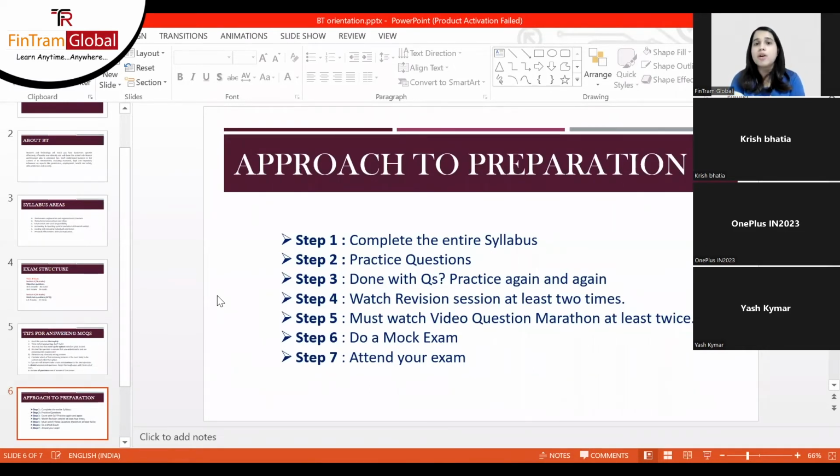And step 7 is, of course, attending your exam. Book your exam when you feel that, yes, now I'm fully prepared. I have done my revision. I have done my mock exams.